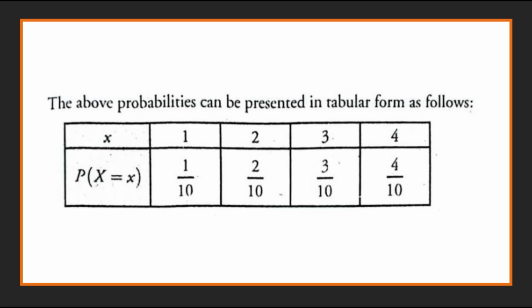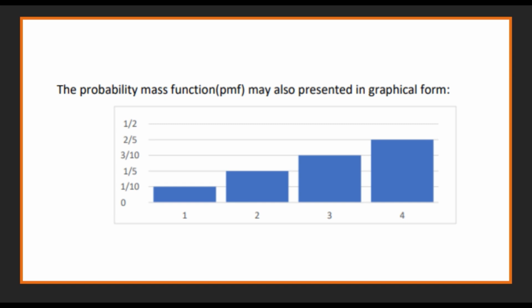And the above probabilities can be presented in tabular form. So x is equal to the assumed values 1, 2, 3, 4, and the probability of X equal to x is 1 over 10, 2 over 10, 3 over 10, and 4 over 10. And so the probability mass function, or PMF, may also be presented in graphical form.